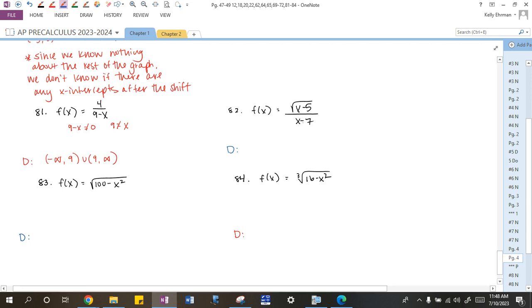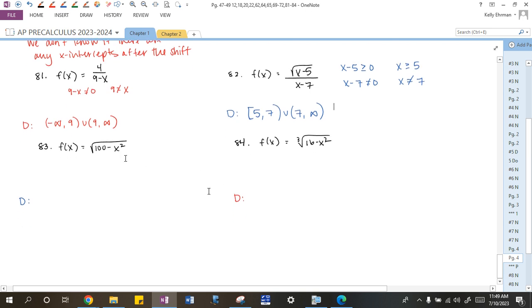82 is a rational function, but it also has a square root. So we've got to make sure that the square root expression remains nonnegative, and we've got to make sure that the denominator never equals 0. And then we'll merge these if we need to. So x needs to remain greater than or equal to 5, but x can't equal 7. So the domain is starting at 5 up to 7, but not including, and then picking up at 7 and going out to infinity.